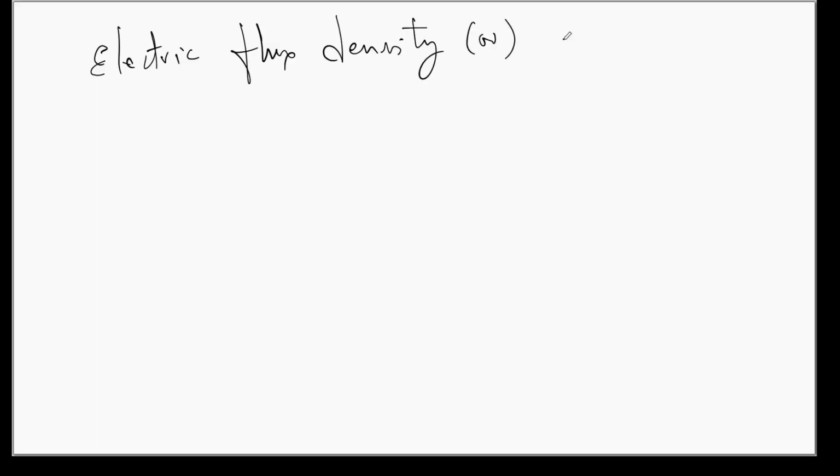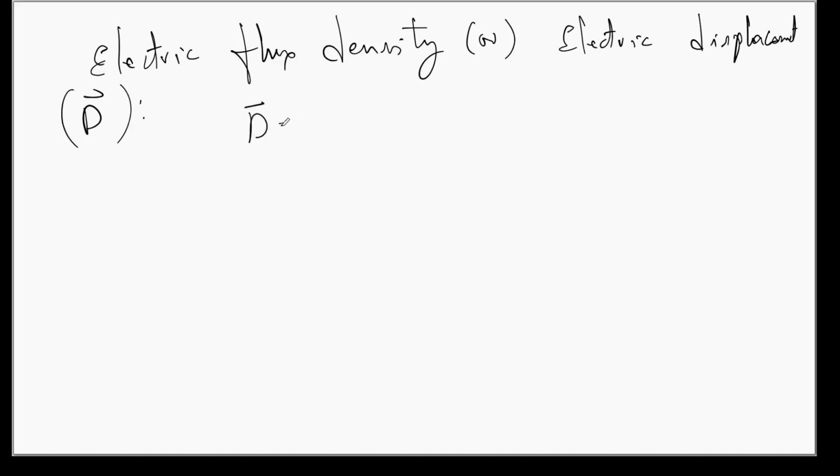The electric flux density or the electric displacement is represented with a capital D, which is a vector quantity. The electric displacement of a dielectric is defined as D is equal to epsilon R epsilon 0 E, where E is the applied electric field. Epsilon 0 is the permittivity of free space, epsilon R is the relative permittivity. So the product gives us the permittivity of the dielectric. So this will be equal to epsilon E.